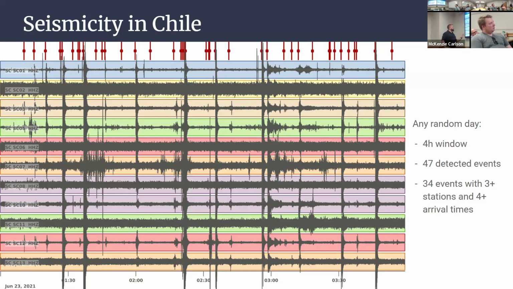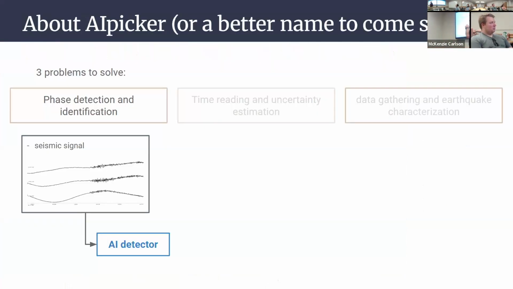But this is the problem in Chile. This is 4 hours. It's not a very good selection of window. It's just a random 4 hours of seismicity in Coquimbo. And within this window, we have 47 detected events, out of which 34 we can locate. We have enough data to locate 34 of these events. And this is a very random window. This is basically anything. So way too much seismicity in Chile, and automatic picking is absolutely necessary.